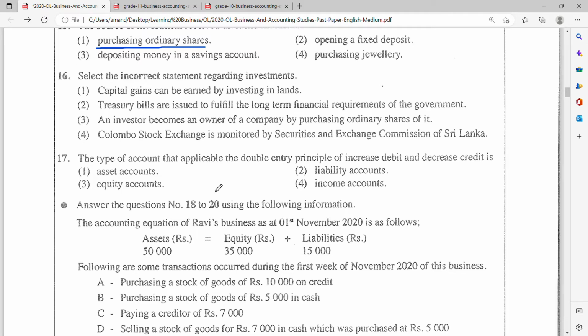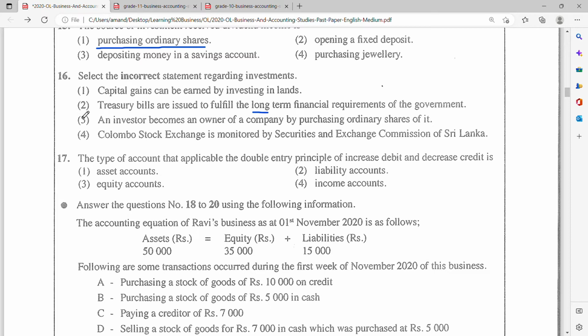Second, treasury bills are issued to fulfill the long-term financial requirements of the government. Now there we can see an error. Why? Treasury bills are issued to meet short-term financial requirements, not long-term. To fulfill long-term requirements, you need to issue treasury bonds. So it looks like the answer is 2. Let's see the other 2 options.